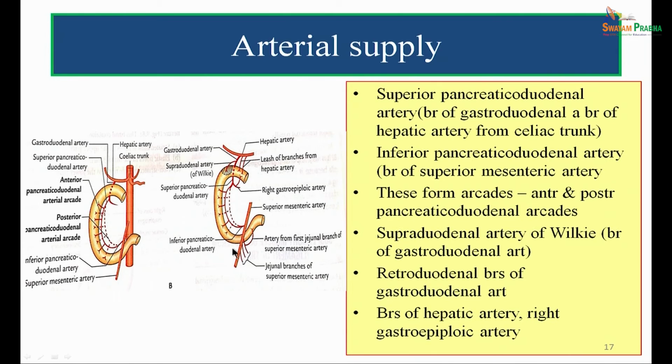In addition to these two pancreatico-duodenal arteries, you also have the supraduodenal artery of Wilkie. The supraduodenal artery of Wilkie also supplies the duodenum, especially the first part, and it is also a branch from the gastroduodenal artery. In addition to this, you also have retroduodenal branches arising from the gastroduodenal artery and direct branches arising from the hepatic artery and right gastroepiploic artery. So, the most important arteries to be kept in mind will be the arterial arcades formed by the superior pancreatico-duodenal artery and inferior pancreatico-duodenal artery. These two form arches in the form of anterior and posterior pancreatico-duodenal arcades.